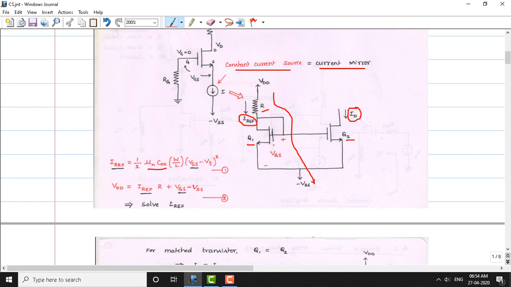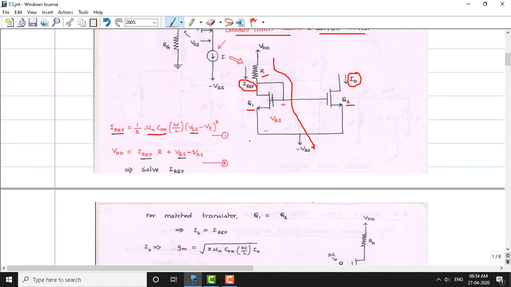We will see what assumptions need to be made here in order to make the drain current flowing through Q2 the same as the reference current here. So the assumption is we need matching transistors, Q1 and Q2. Matched transistors means these two transistors must be identical. Identical in the sense that the process parameters, namely mu n COX and width by length, of this transistor should be exactly equivalent to the Q2 transistor.